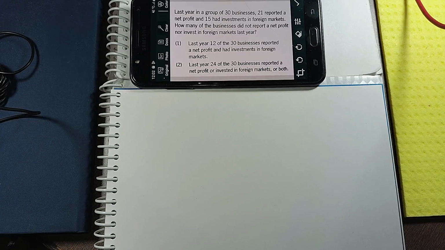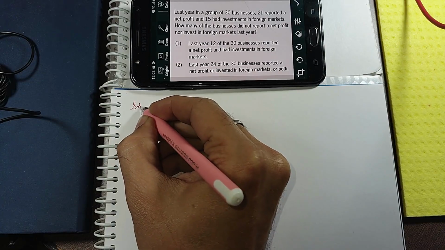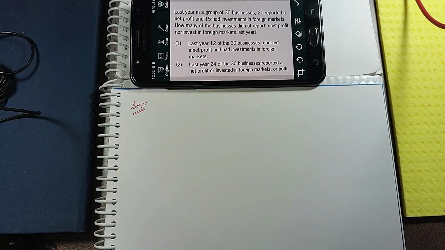Hello students, today's first question is: last year in a group of 30 businesses, 21 reported a net profit and 15 had investments in foreign markets. How many of the businesses did not report a net profit nor investment in foreign markets last year?